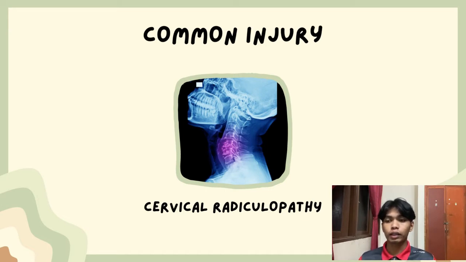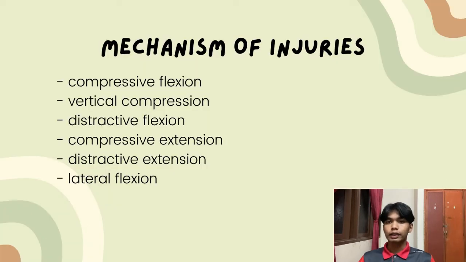Cervical radiculopathy, commonly called a pinched nerve, occurs when a nerve in the neck is compressed or irritated where it branches away from the spinal cord. There are 6 mechanisms of injury for the Sperling test: number 1, compressive flexion; number 2, vertical compression; number 3, distractive flexion; number 4, compressive extension; number 5, distractive extension; number 6, lateral flexion.